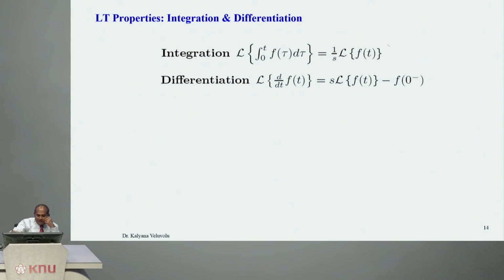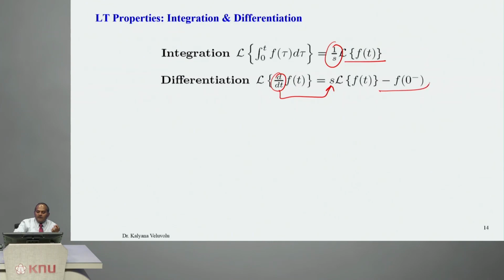If you are looking at integration, it's very simple. When you apply the Laplace transform to an integral, you just get 1 by s times the Laplace transform of the original function. If I have a double integration, I get 1 by s square. Triple integration, I get 1 by s cube. Integration is very simple. Now coming to differentiation. For the Laplace transform of d by dt of f of t, I get s times L of f of t minus f of 0 minus. So differentiation converts into a simple multiplication by s in the frequency domain.